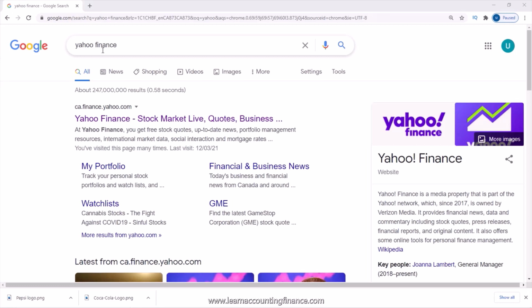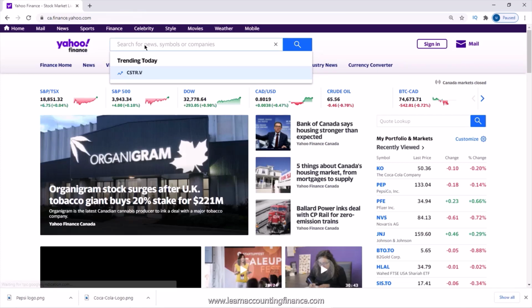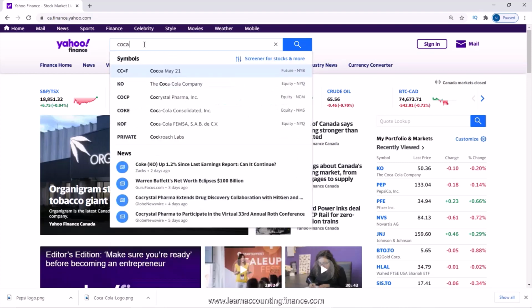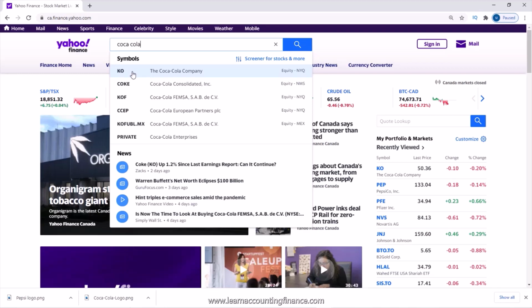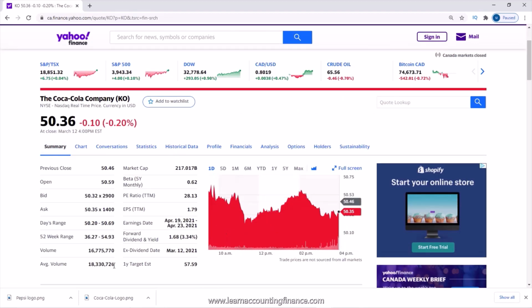If you type Yahoo Finance on Google and then click on the Yahoo Finance website, you can search for the company. If it's a publicly listed company, you can search for the ticker symbol or the name. So if I just type Coca-Cola, the ticker symbol is KO. I click on the Coca-Cola company, which provides a very nice summary of the stock price and some key market information.